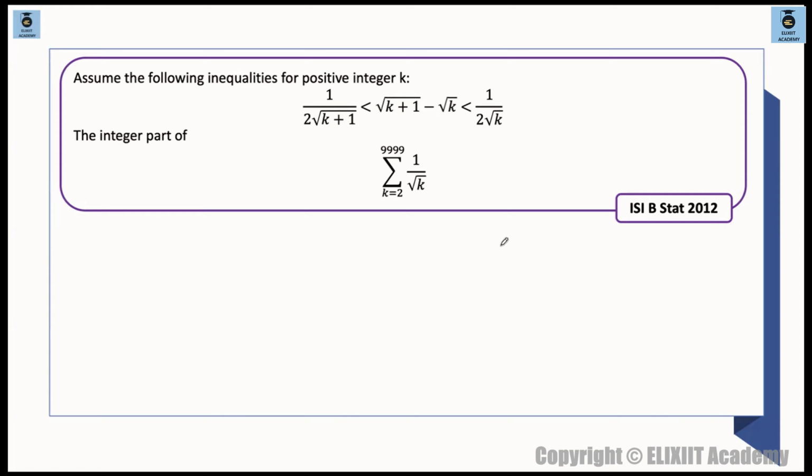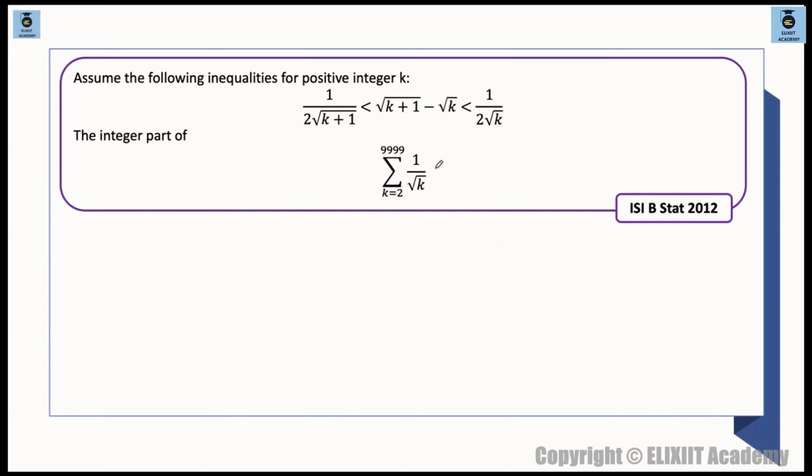Okay. Let us solve this question first because this question was kind of easier as compared to those questions because here the inequality was already given. Okay. So we have some sort of inequality. Basically, what we have to do, we have to take the help of this inequality to find out the integer part of this summation. This summation is going from 2 to 9,999 and 1 by square root of k is given.